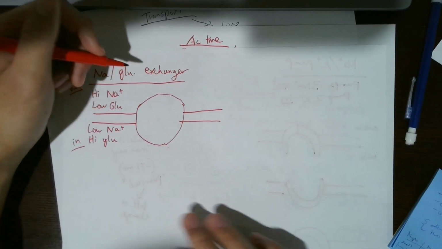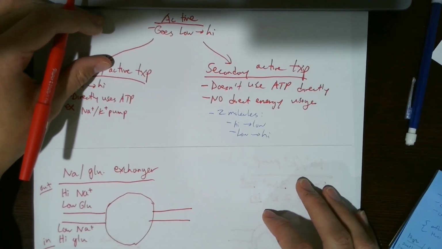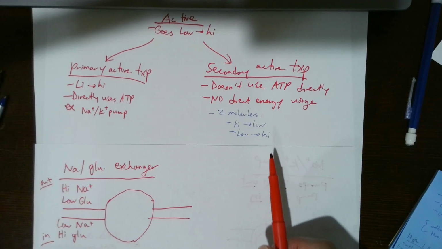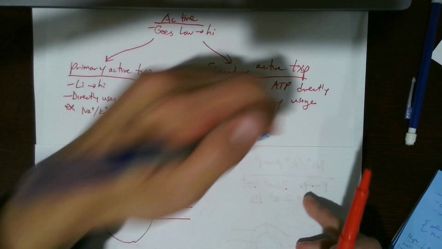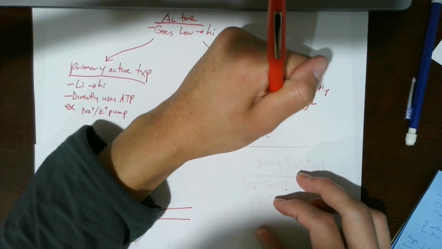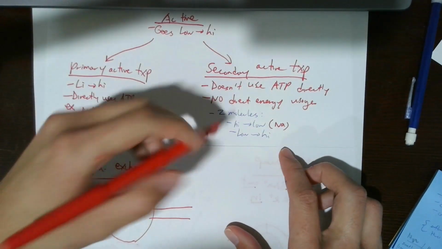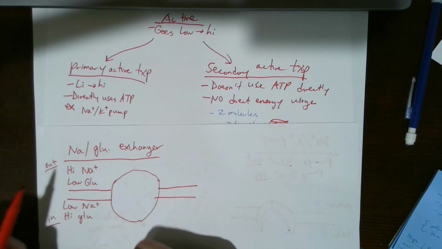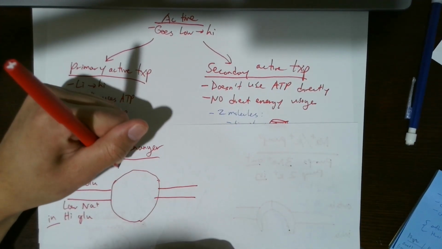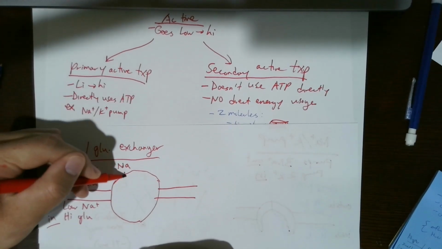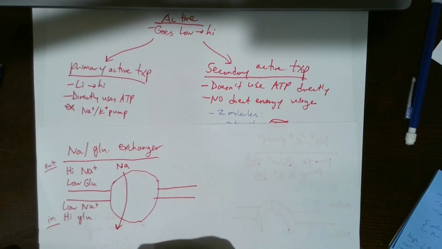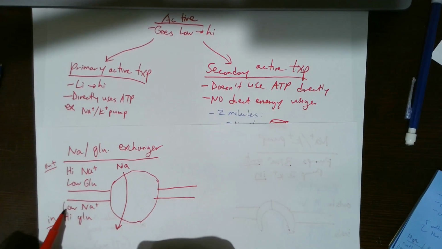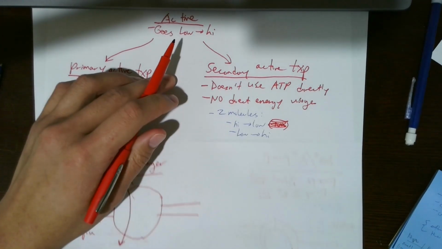So sodium, remember what we said with secondary active transport, we move one molecule from high to low. Alright? In this case, that's going to be sodium. It's not always sodium, but in this case, it's going to be sodium. So we have sodium. It's going to move into the cell. Remember, sodium is going from high to low. So that's normal. That's the first one.